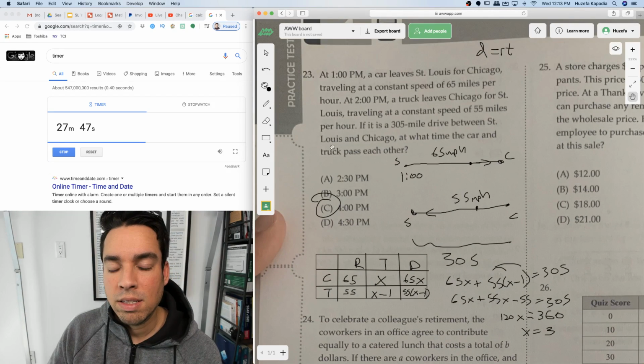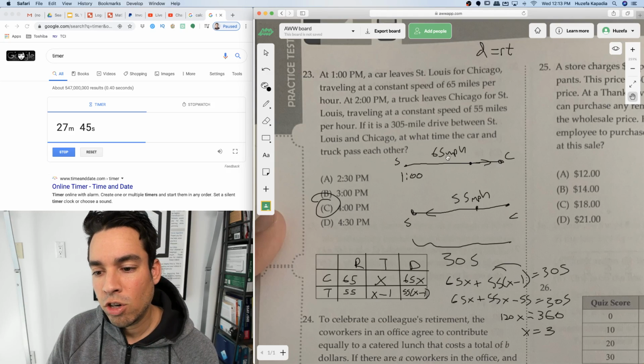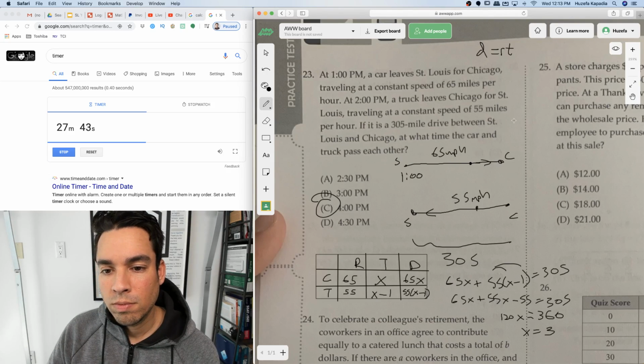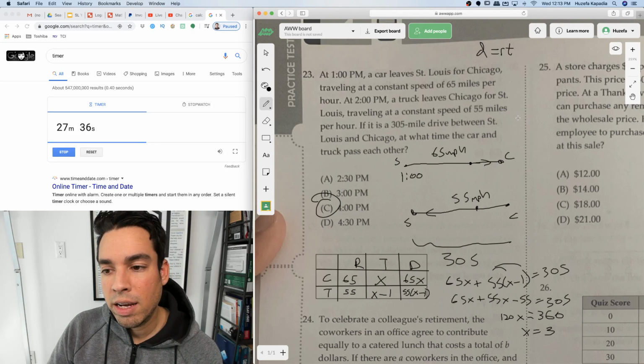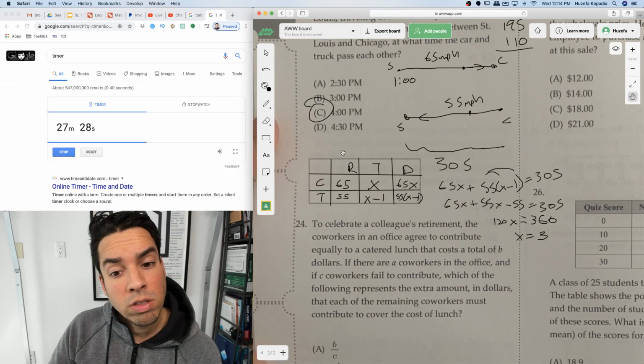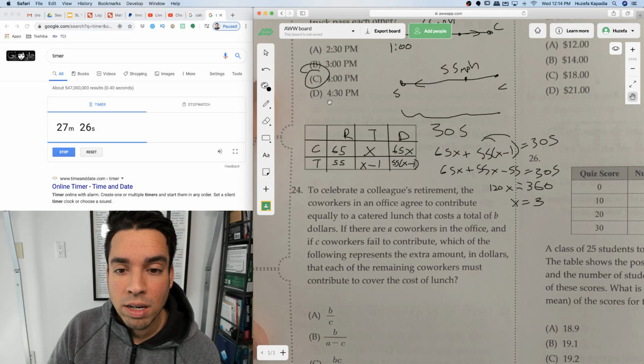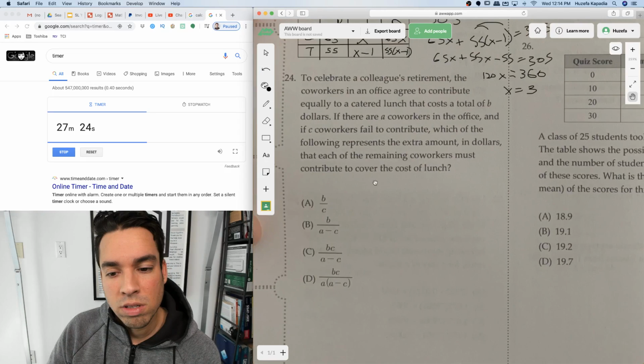And we can make sense of that, right? In 3 hours, this guy travels 195. And then that guy would have traveled 2 hours, which means he goes 110, and those add up to 305. Boom, works. You could also have done it like that. Actually, now I think about it, tested out those times without making a table.